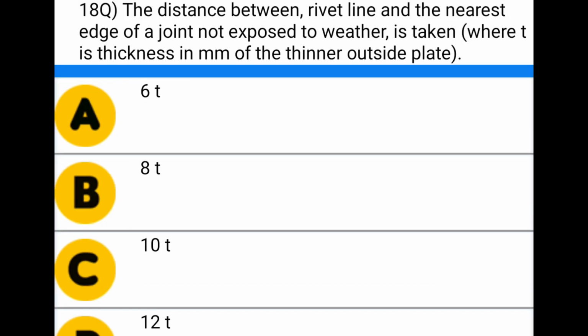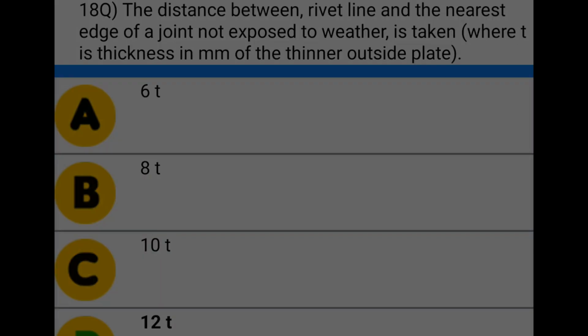The distance between rivet line and the nearest edge of the joint not exposed to weather is taken as, where T is thickness in mm of the thinner outside plate: option A 6T, option B 8T, option C 10T, option D 12T. The correct answer is option D, 12T.